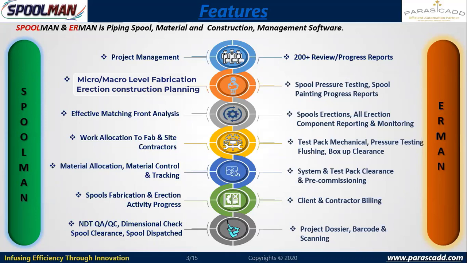I have a system which contains say 30 lines belonging to process lines. Out of that, what is the status of each line? What is the status of erection? What is the status of fabrication? And what is the status of erection component? And where there is a gap, I can attend.